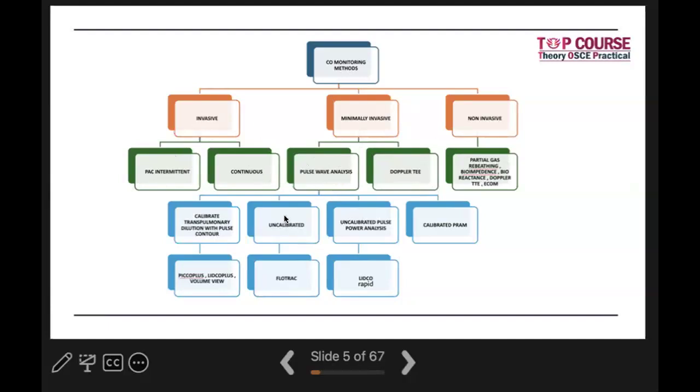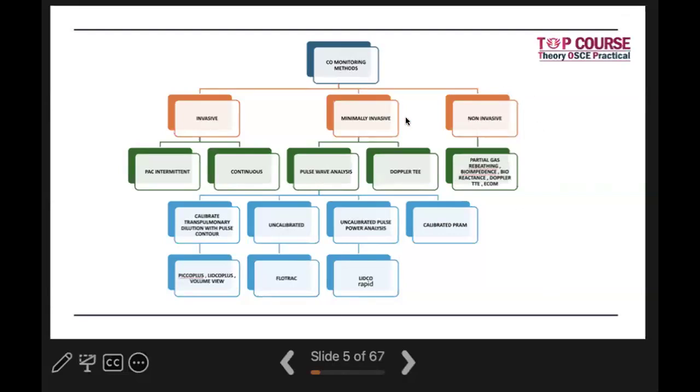But pulse wave analysis has various versions because of the calibration, which we'll be discussing, and then we'll come back to this slide again. Non-invasive methods are where we don't prick the patient, we just connect electrodes outside, or we ask the patient to rebreathe carbon dioxide, or you put a thoracic echo and find out. These are some of the non-invasive methods.